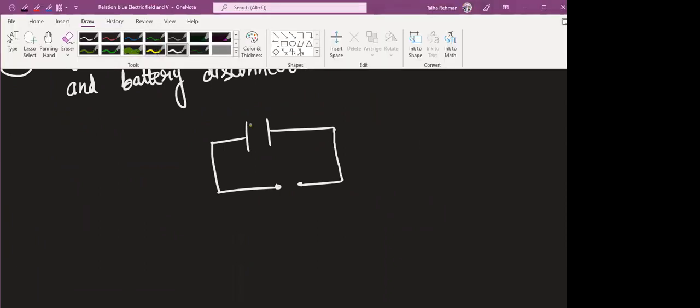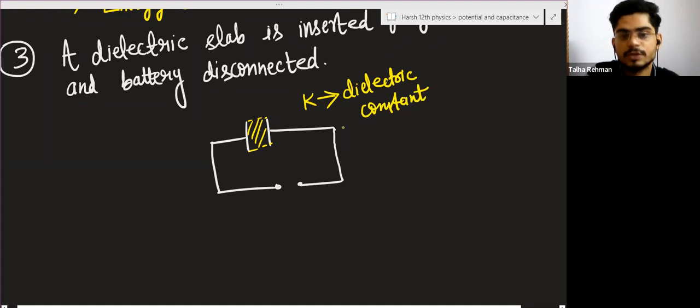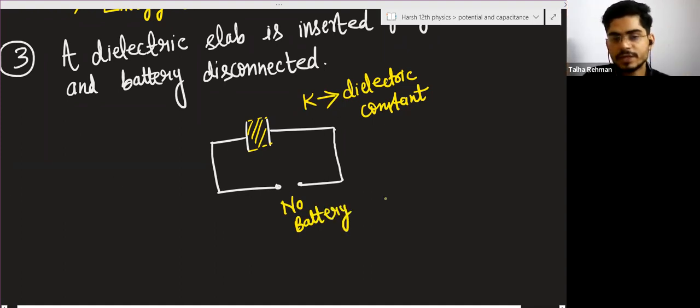This capacitor is filled fully with some dielectric, and the dielectric constant of this dielectric is K. Now no battery.